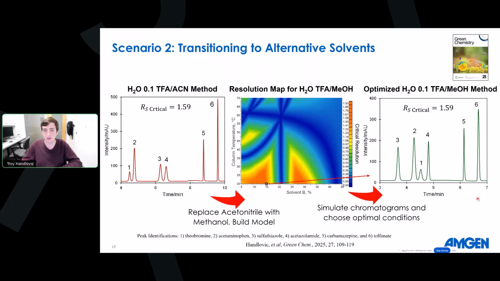Now you do note, even on this simple substitution, so we're still staying on the same column and it's still reverse phase, from acetonitrile to methanol, we see that there is a change in peak order for even just 6 peaks. So originally we have 1, 2, 3, 4, and now we have 3, 2, 1, 4. So using the in-silico model really allows you to track how these peaks are migrating and easily do assignments in a way that's not so easy with traditional experimentation.